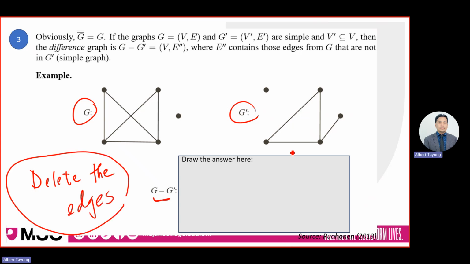We're just going to delete the edges. The first step is to draw all the points of the first graph. This is the first, because you have G minus G prime. This is the second. So first and second. So the first step is to label all the points. We have 5 points actually.